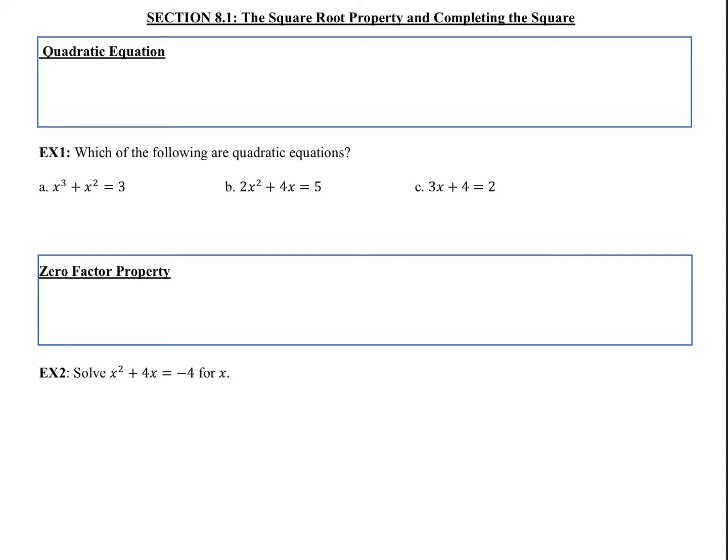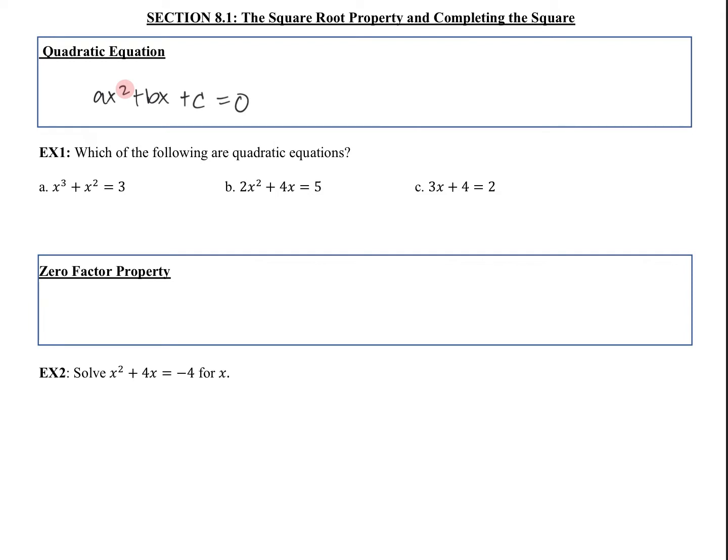Welcome to section 8.1, the square root property and completing the square. Alright, so first off, we have the quadratic equation, and we have worked with these before, but what is the quadratic equation? The basic definition of it is ax squared plus bx plus c equals 0. The main thing that you want to notice about a quadratic equation is we have an x to the second power, and that's the highest one that we have.